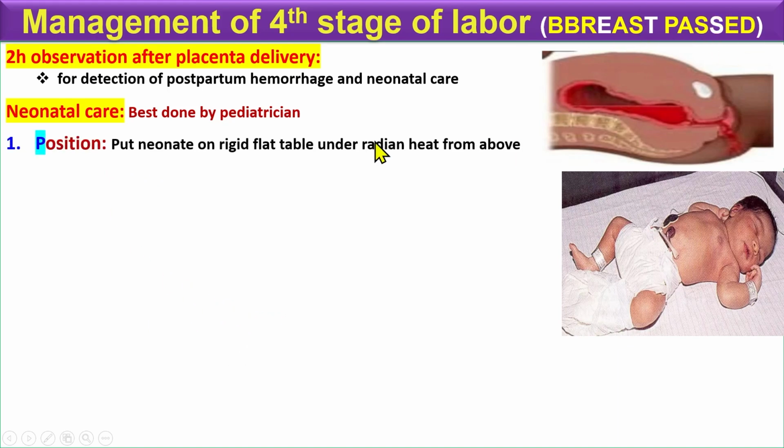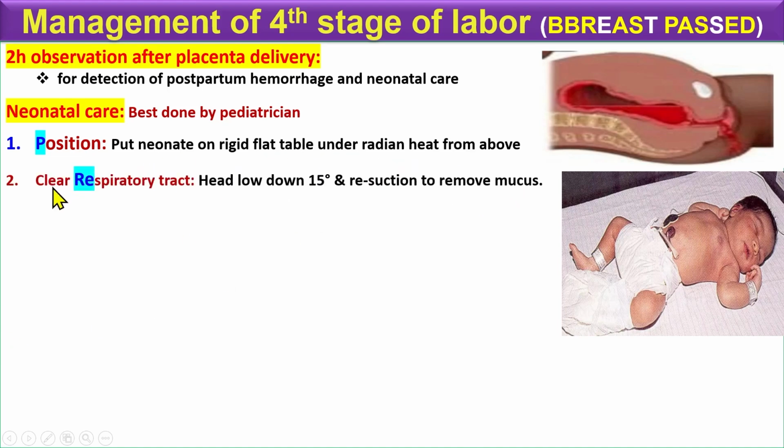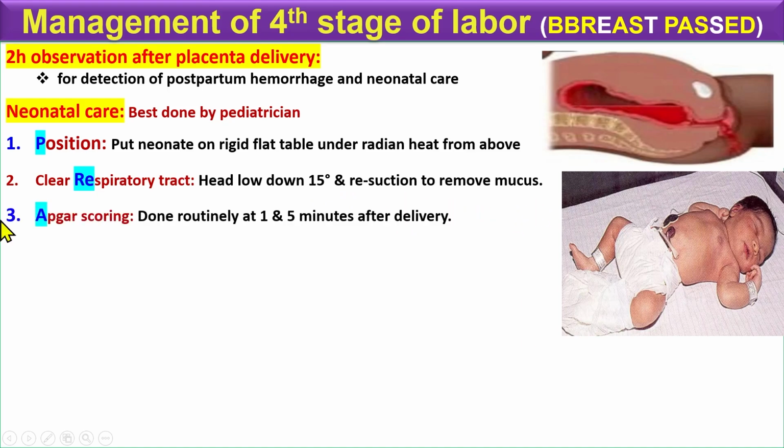P represents the position. Put the neonate on a rigid flat table under radiant heat from above, and clear the respiratory tract with the head low, at 15 degrees, using suction to remove the mucus. A represents the Apgar score, which should be done at 1 minute and 5 minutes. And S is the care of the umbilical stump.